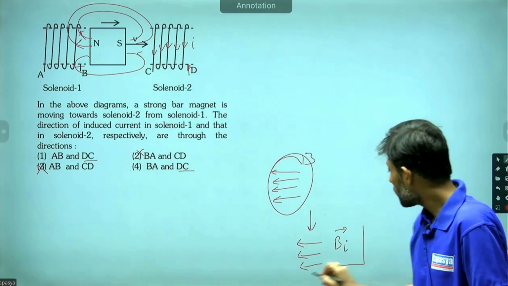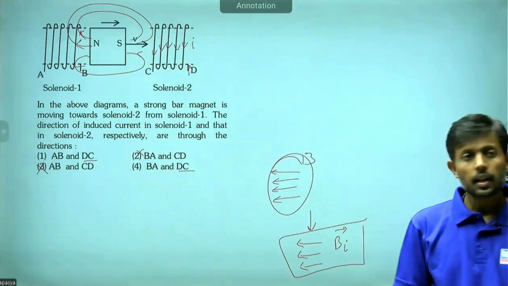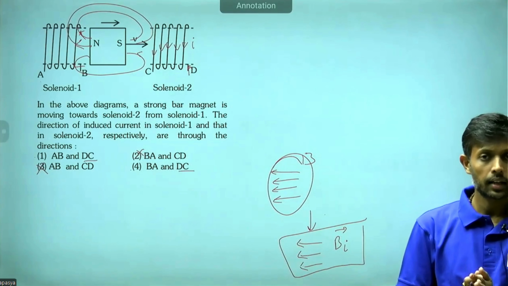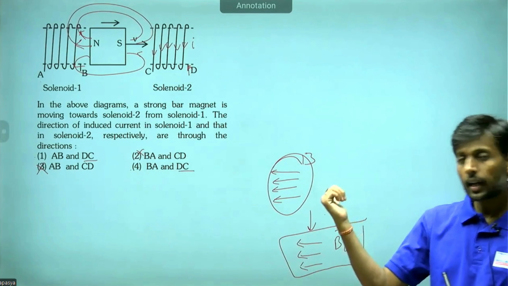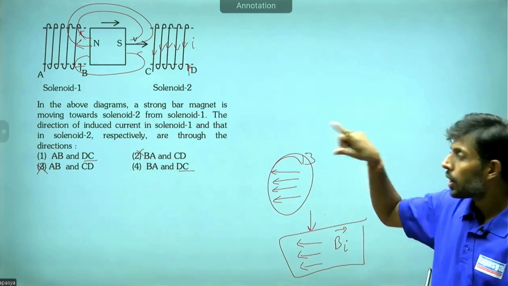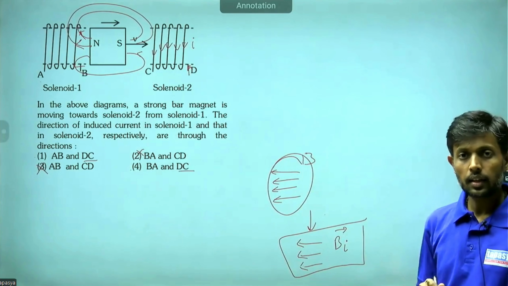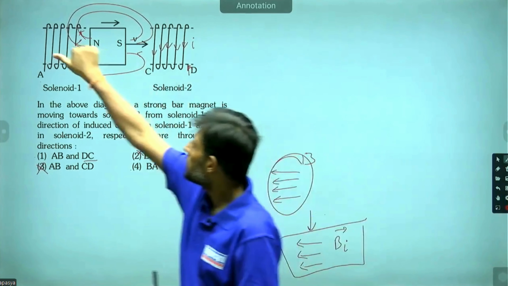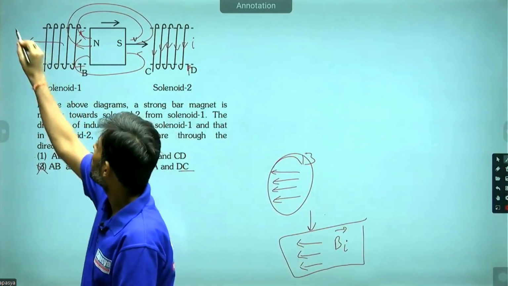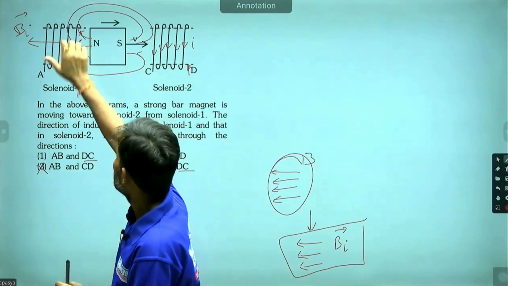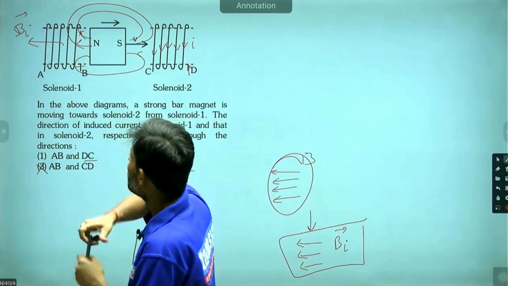Now, once we know that the direction of induced magnetic field is this, we can find out the direction of induced current using Fleming's right-hand rule. Again, we use our right hand. We know that this is the direction of magnetic field. The curl of our fingers is going to tell us the direction of induced current. So keep your hands like this. This is the direction of induced magnetic field. And you can see your fingers are going like this.